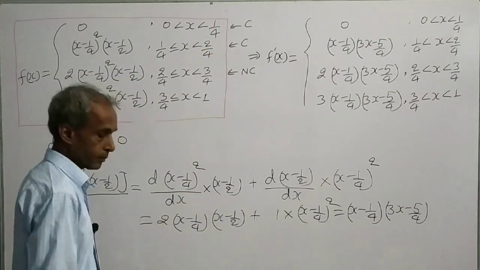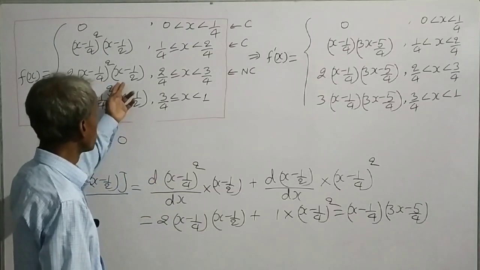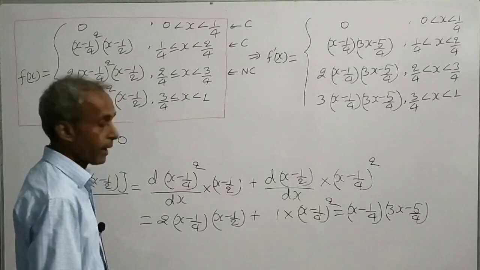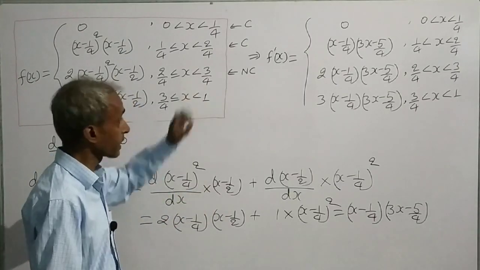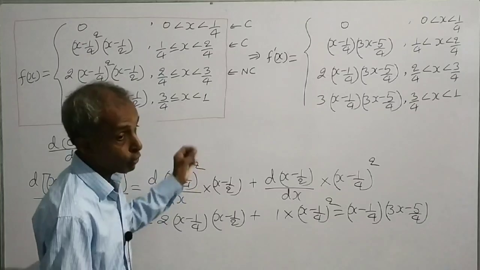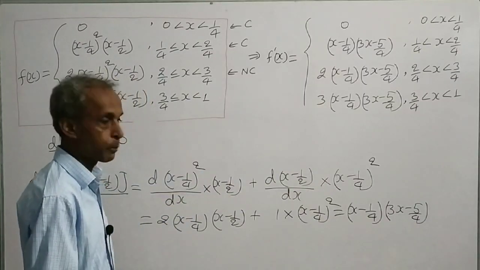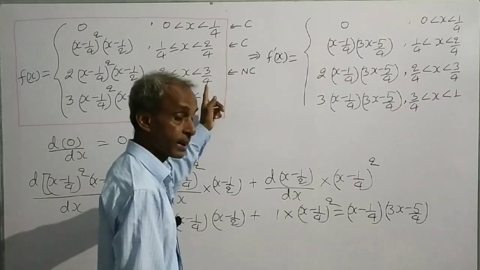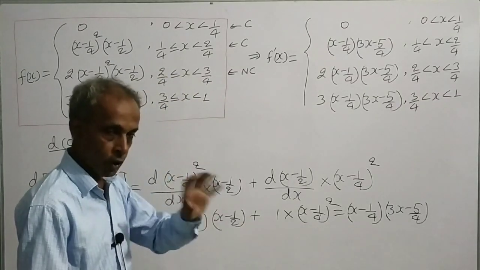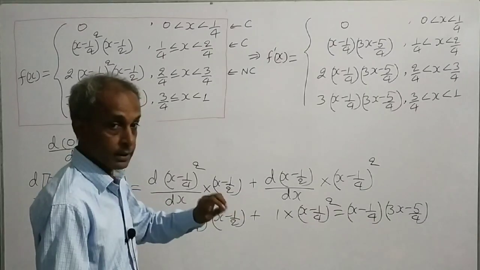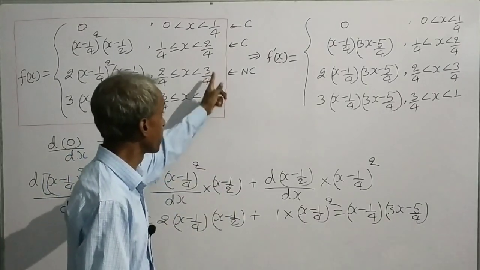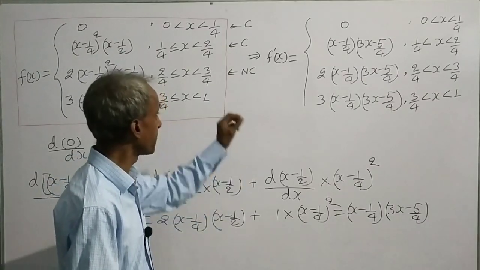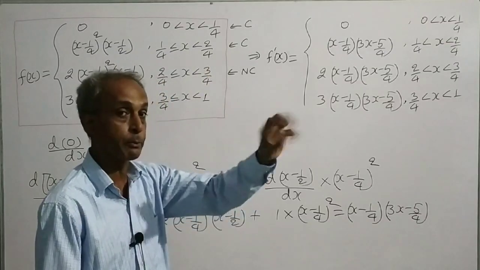But if the curve is given by two different polynomials on the two sides of a point, and the curve is not continuous at that point, then it is also not differentiable at that point. That means f(x) will not be differentiable at 3/4. We don't have to check its differentiability at 3/4. Without checking, we can say that f(x) is not differentiable at 3/4.